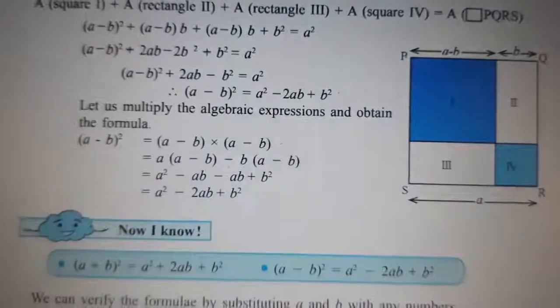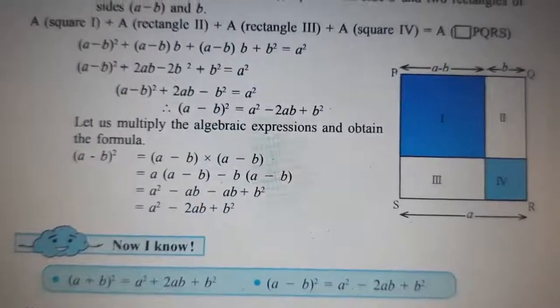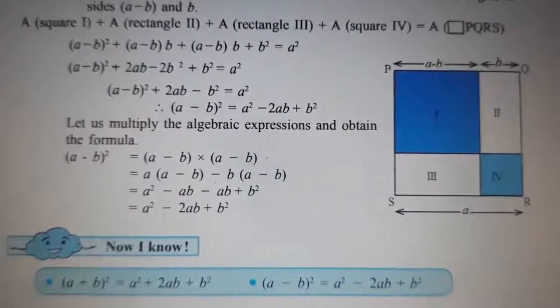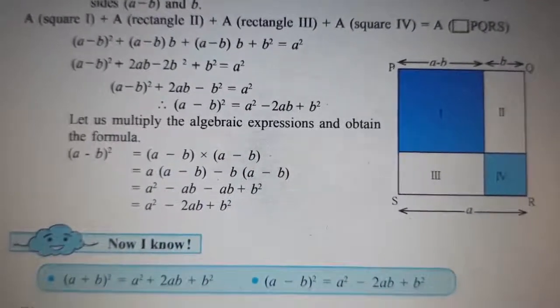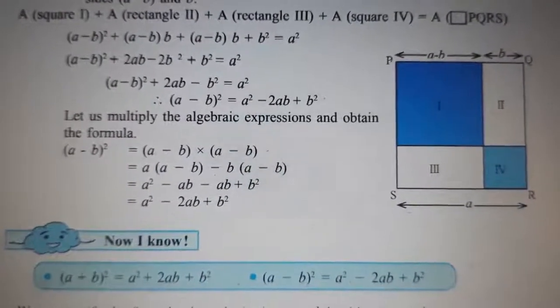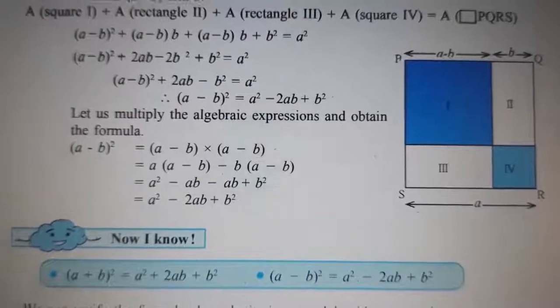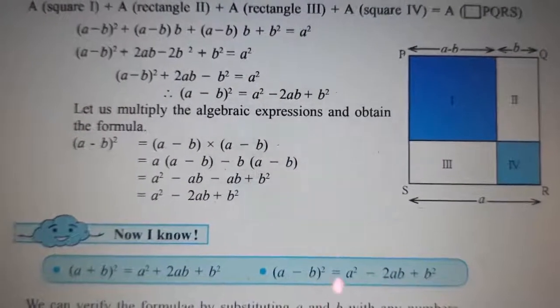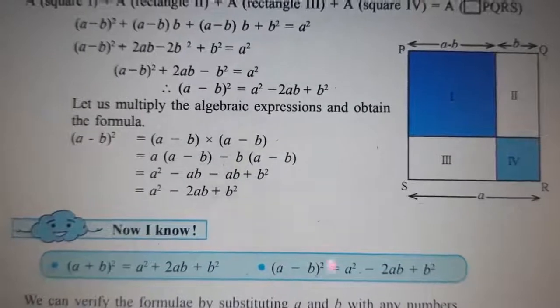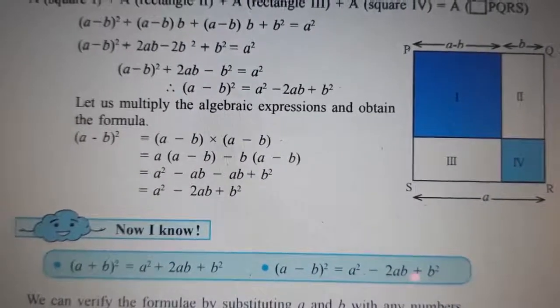Okay, so here are the two formulas: a plus b the whole square is equal to a square plus 2ab plus b square. And if it is a minus b square, it is a square minus 2ab plus b square. Only the difference is the minus, because this 2 into a into minus b gives us minus 2ab.